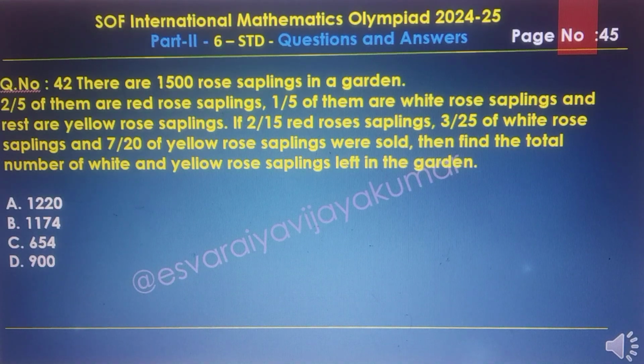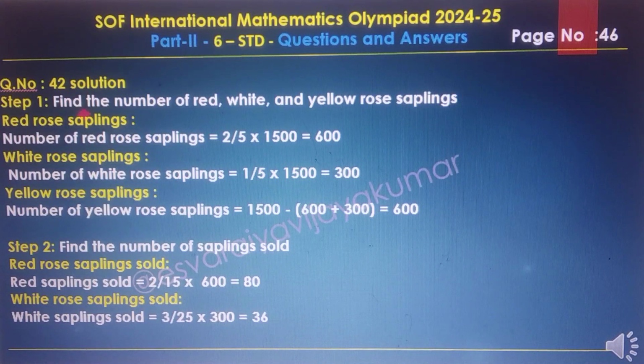There are 1500 rose saplings. Now the solution of this problem: first find the number of red, white and yellow rose saplings. The number of red rose saplings is 2 upon 5 into 1500, which equals 600. In the same way, the calculations give white 300 and yellow 600. Finally, to find the saplings sold, the red rose saplings sold are 2 upon 15 into 600, which equals 80. In the same way, for white rose saplings sold we get 36.